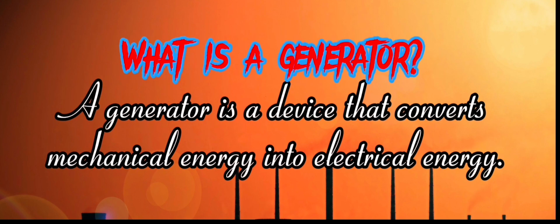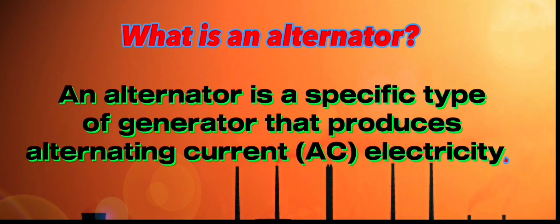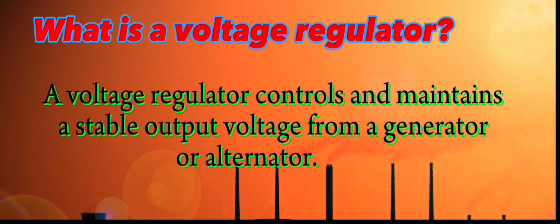What is a generator? A generator is a device that converts mechanical energy into electrical energy. What is an alternator? An alternator is a specific type of generator that produces alternating current (AC) electricity. What is a voltage regulator? A voltage regulator controls and maintains a stable output voltage from a generator or alternator.